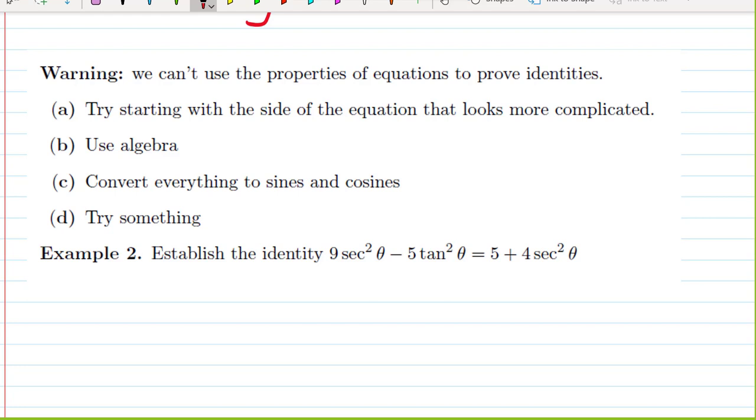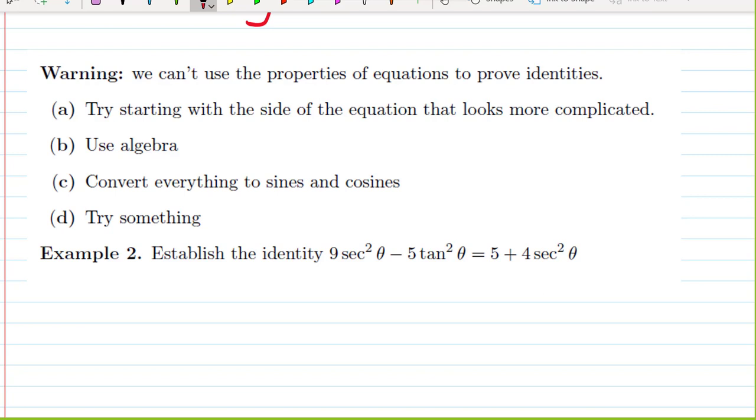So C, convert everything to sines and cosines. And to build on that, sometimes it's beneficial to look at what we have on one side of the equation, because since we're trying to make an identity, we want to make both sides the same. So look at what we have and what we want and try to turn what you have into what you want. And so D sounds a little bit silly, which says just try something.